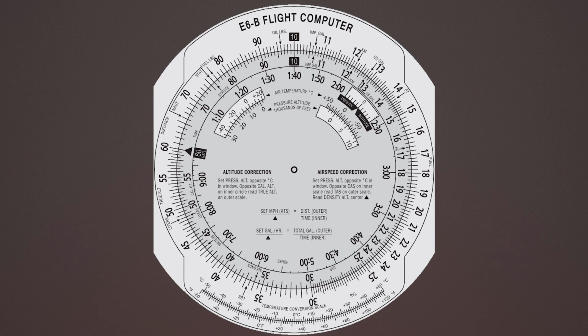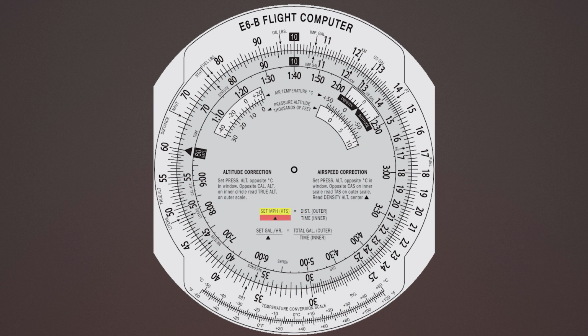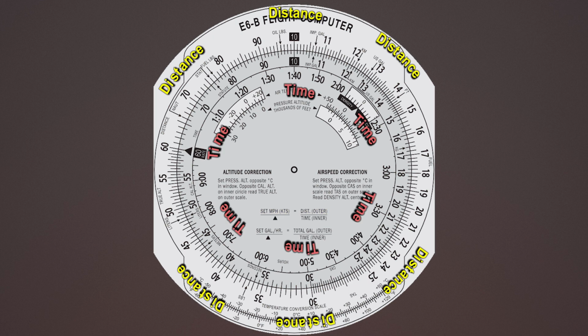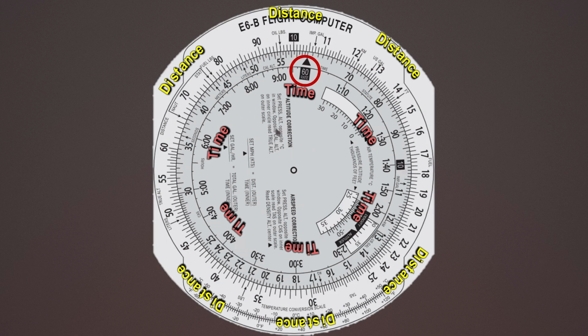Let's do a little example so you can see how this works. There's a little cheat sheet, if you will, at the bottom of the inner circle in the E6B, and it says you set your speed against the arrow, or the rate arrow, and on the outside you'll read the distance, on the inside you'll read time. So let's do something really simple. Let's say you are flying at 120 knots. So we'll go ahead and we'll move our rate arrow up to 120 knots.